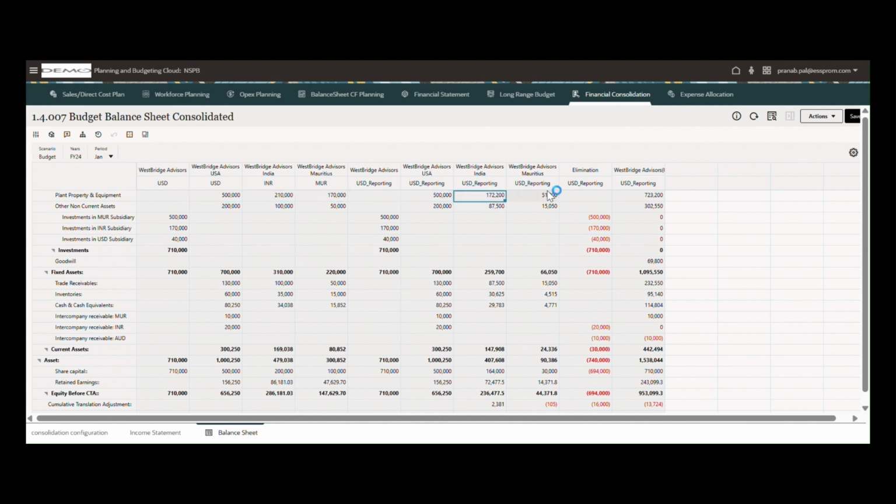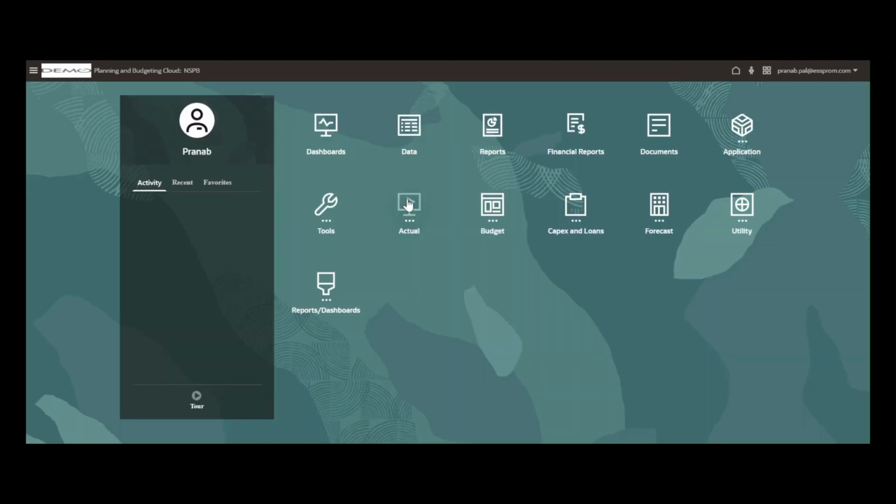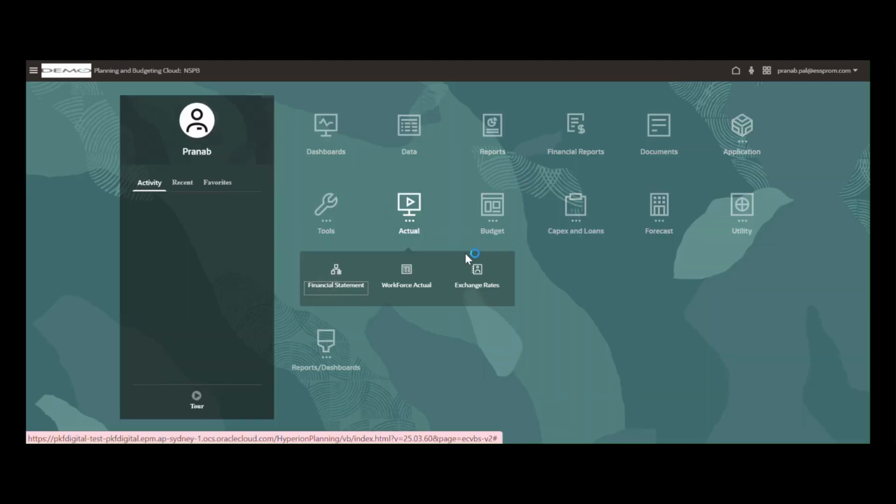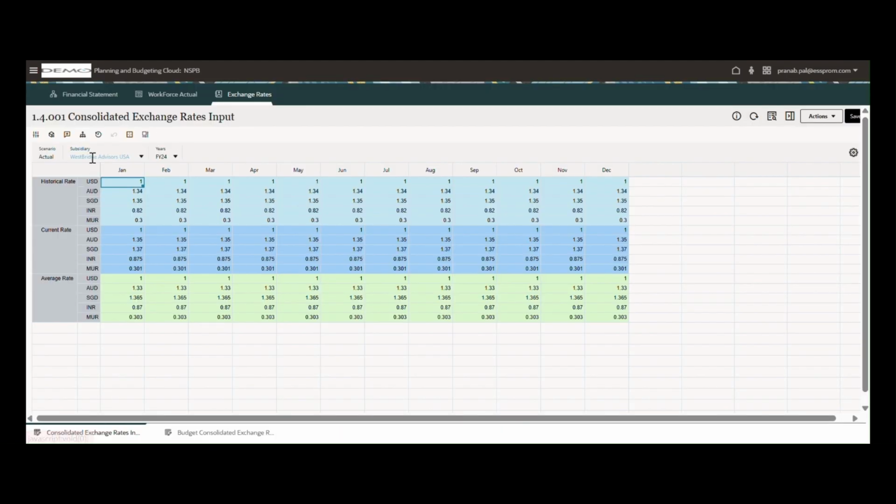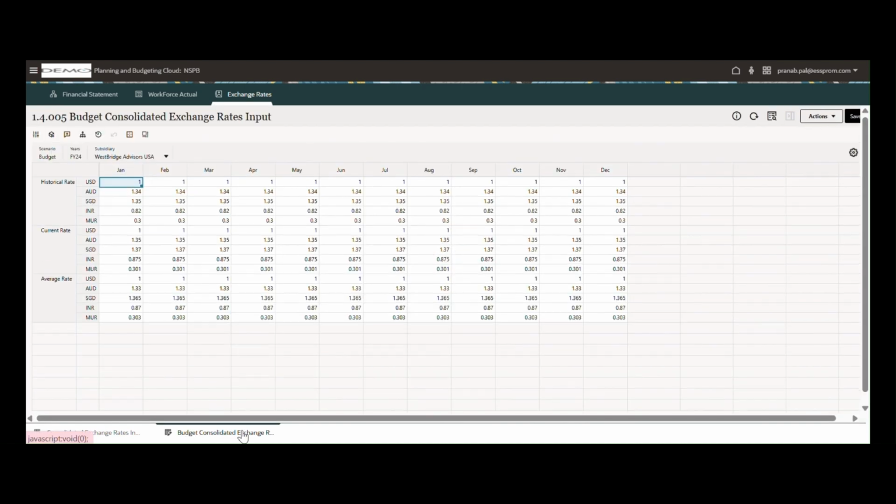To understand how this currency conversion takes place, we shall go to the NSPB homepage and select the actual card to open the exchange rate screen, just like we had seen in the previous video. The exchange rates are derived from NetSuite through integration that has been set up prior. It fetches the historical, current and average rates on a periodic basis for actuals, but for the budget scenario the exchange rates can be manually entered, based on the requirements.